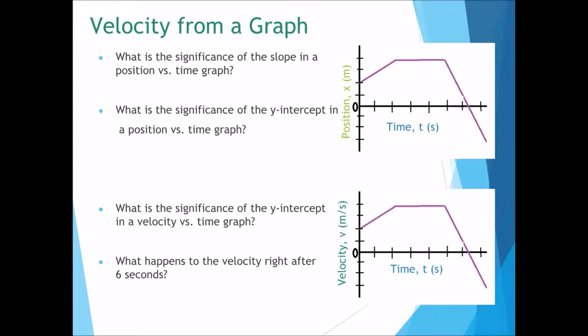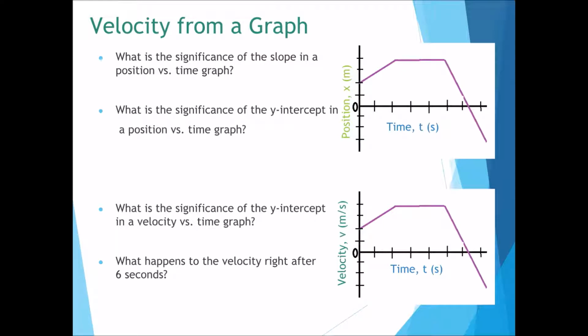But now if we take a look at a velocity versus time graph, let's ask pretty much the same questions. What is the significance of the y-intercept in a velocity versus time graph? Just like with position where it tells us our starting point, the y-intercept in a velocity versus time graph tells us our starting velocity. But let's take a look at the graph and see what happens after 6 seconds. At 6 seconds, we have a velocity of 4, and then we see that it sharply dips down.